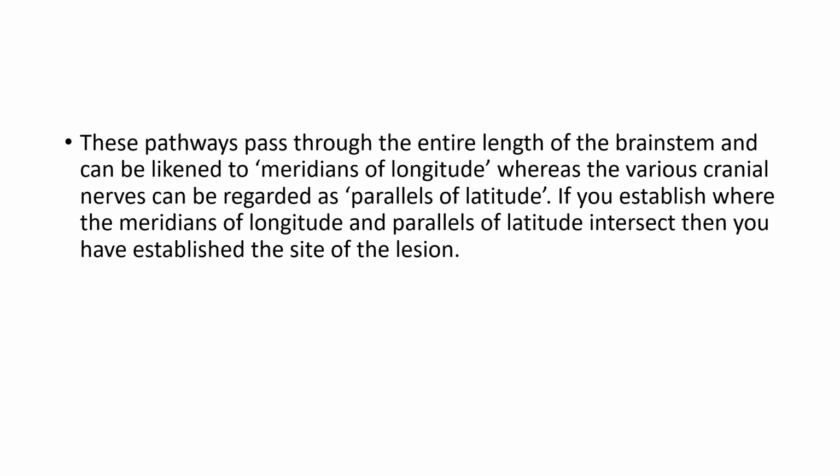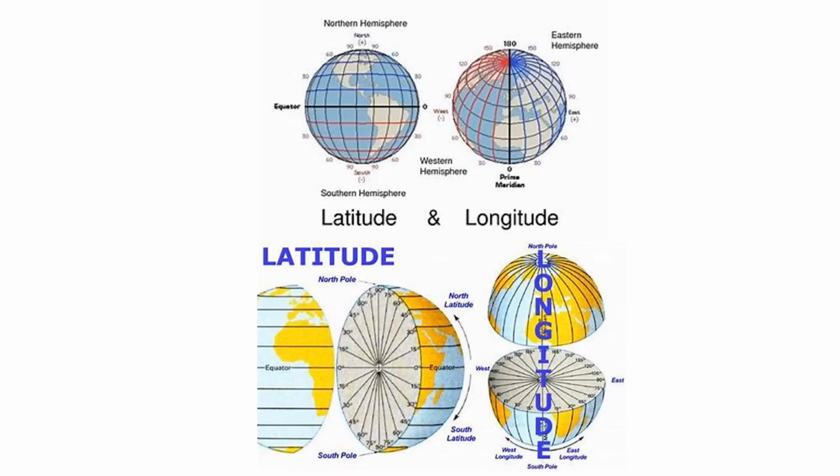These pathways pass through the entire length of the brainstem and can be likened to the meridians of longitude, where the various cranial nerves can be regarded as parallels of latitude. If you establish where the meridians of longitude and parallels of latitude intersect, then you have the established site of the lesion. So just like the Earth, right, with our GPS. So if we figure out where we are, the cranial nerves are really the way we do this longitude, right? So that's super easy.